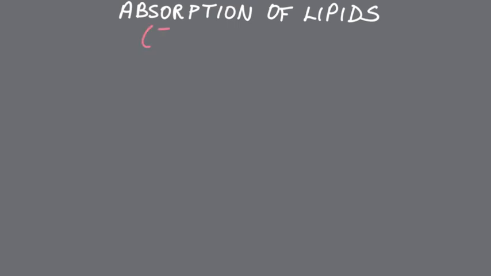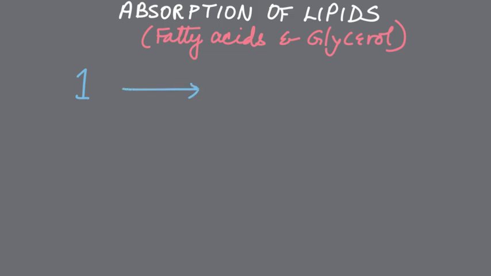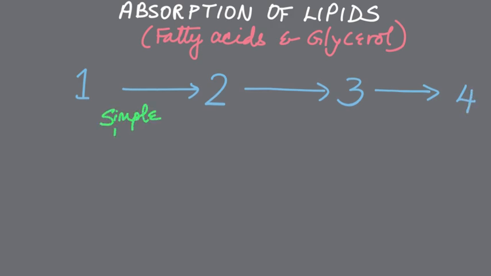And now for the absorption of lipids. By this time, the lipids are in the form of fatty acids and glycerol. We must remember that fatty acids and glycerol are hydrophobic molecules, and therefore they can cross the phospholipid bilayer. This allows them to very easily enter the intestinal cell via simple diffusion. So that's them entering the intestinal cell.